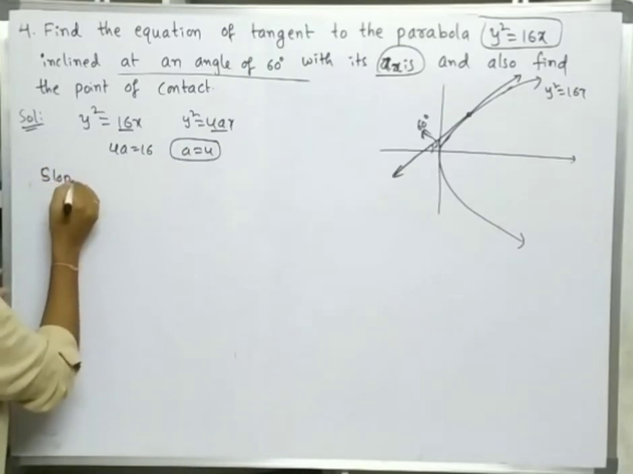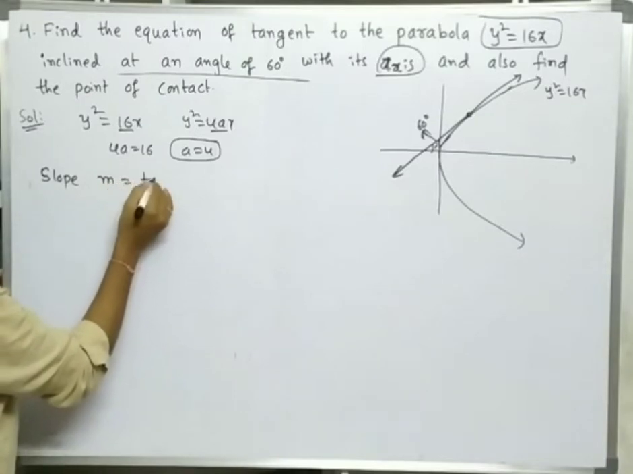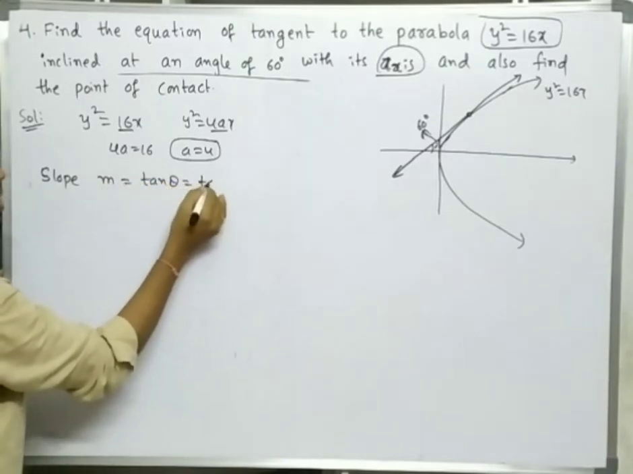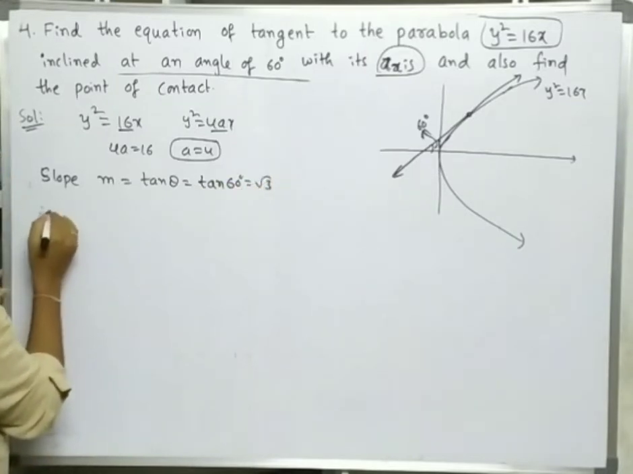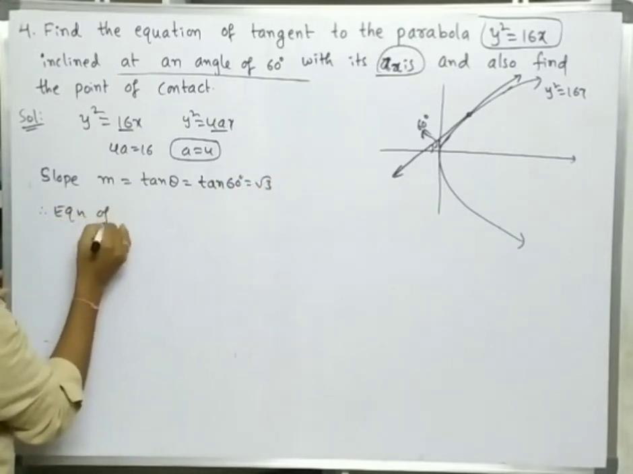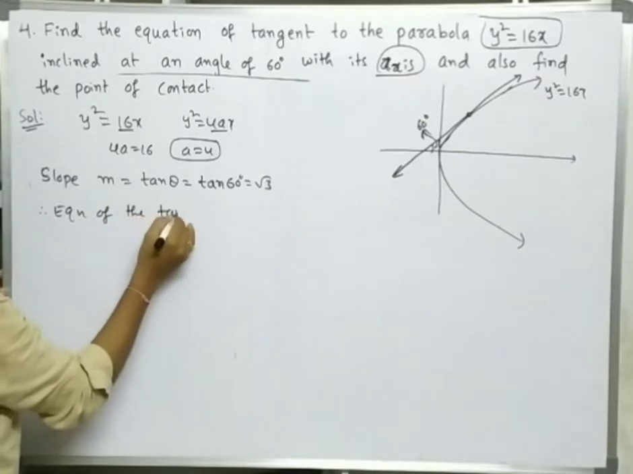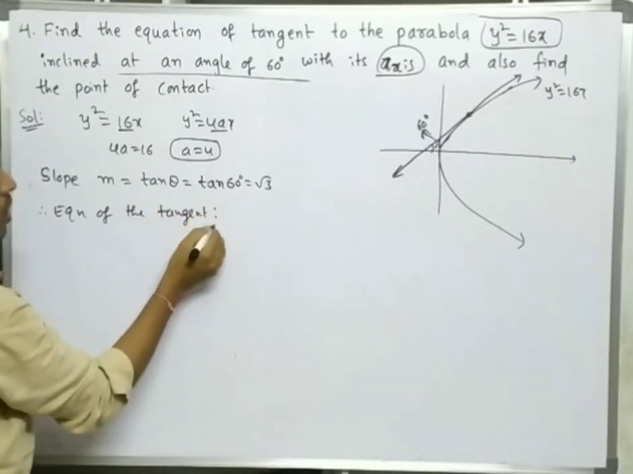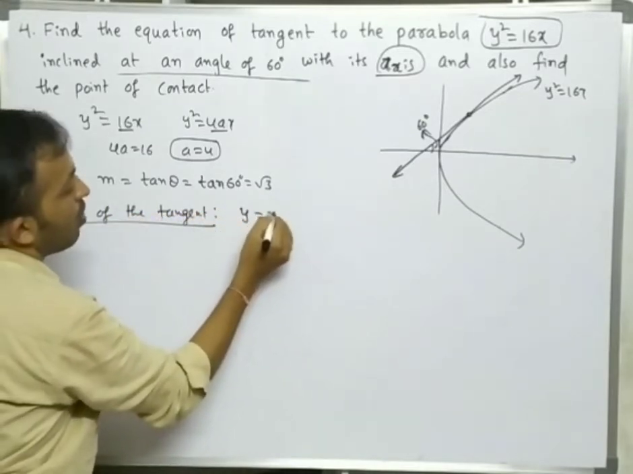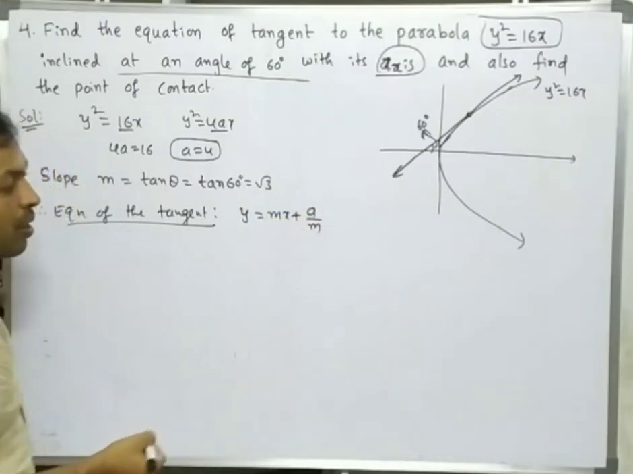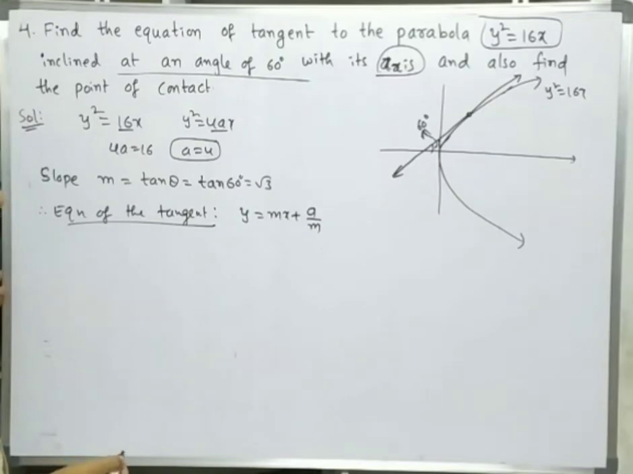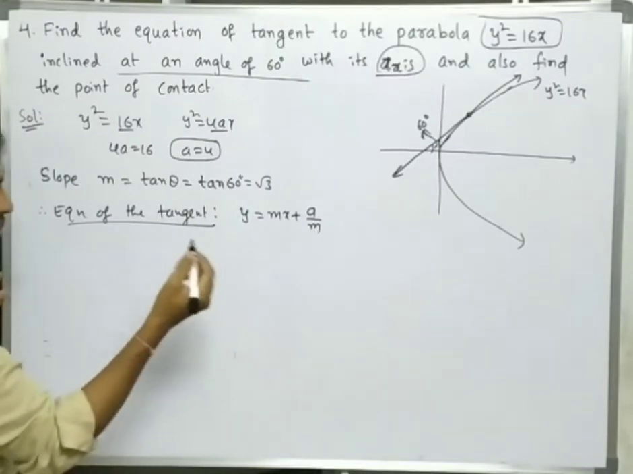Slope m is equal to tan theta. What is theta? 60 degrees. So tan 60 value is root 3. So therefore, what is the equation of the tangent if slope is given, in slope form? That is y is equal to mx plus c. c means condition of tangency, that is c is equal to a by m. So this is the slope form of the equation of the tangent, right?